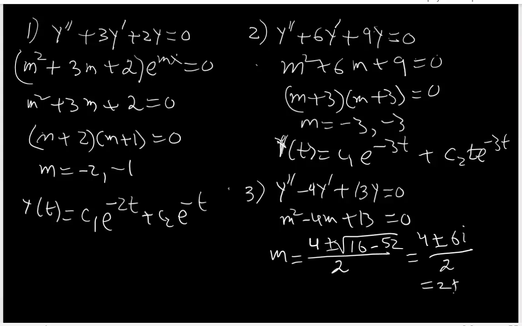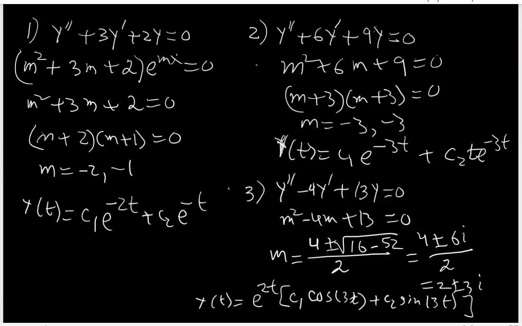You get 2 plus or minus 3i. And you write your solution like this. y(t) equals e to the 2t, that's the real part. And then we write here c1 for the complex portion. We go with sine and cosine. Cosine 3t plus c2 sine 3t. So we have seen the solution of these three different differential equations.